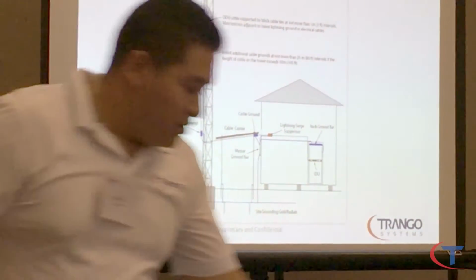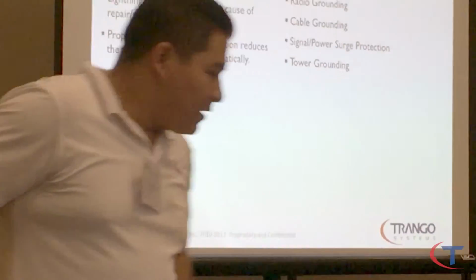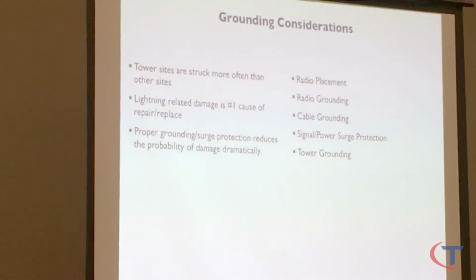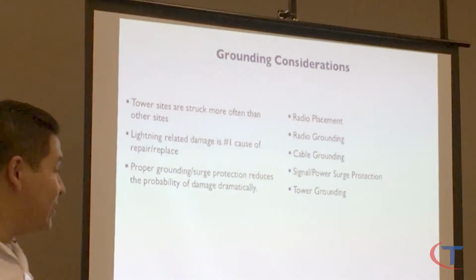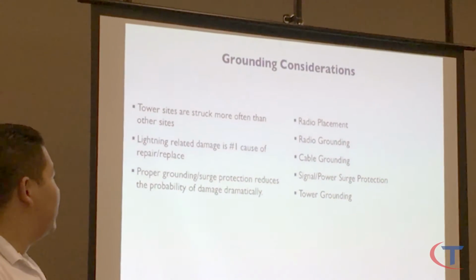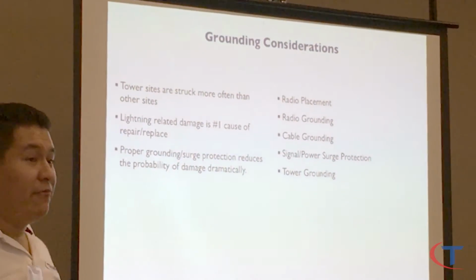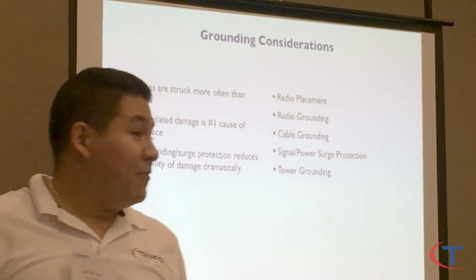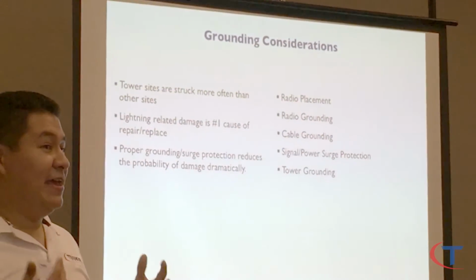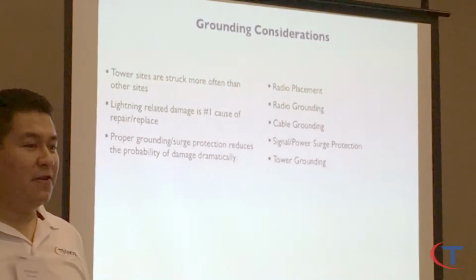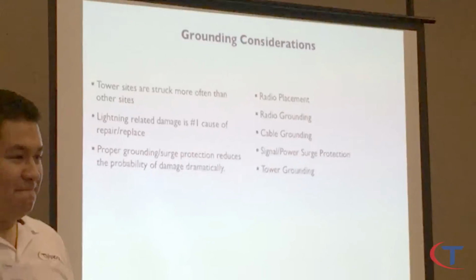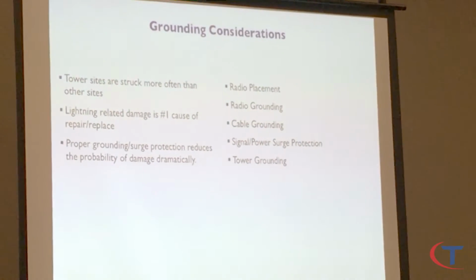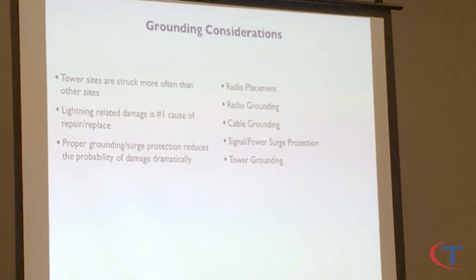Now I'm going to move along here. Grounding considerations. Tower sites are struck more often than any other sites. That's a given. Lightning-related damage is the number one cause of repair or replace. Fortunately, that's an RMA, but you have to pay for the repair. That's not an actual factory defect or problem, that is a lightning strike.